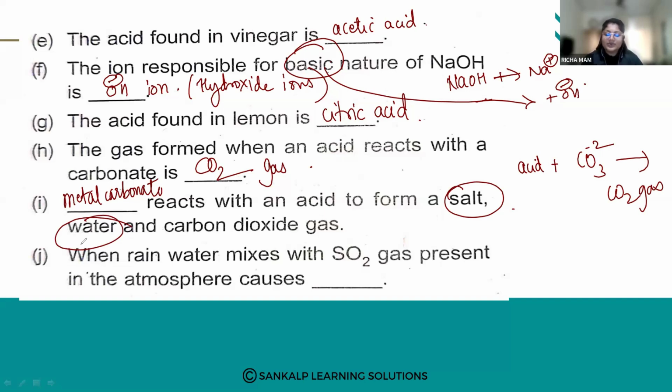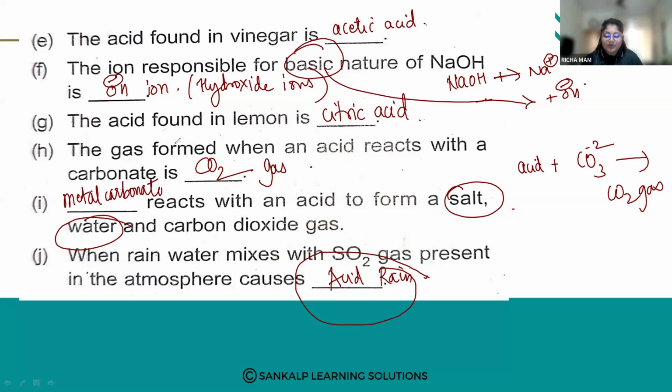When rainwater mixes with SO2 gas present in the atmosphere, what does it cause? It causes acid rain. So these are the answers. When rainwater mixes with the sulfur dioxide gas present in the atmosphere, it causes acid rain. Okay, I hope these questions are clear. Very simple questions, but you need to know the answers properly.